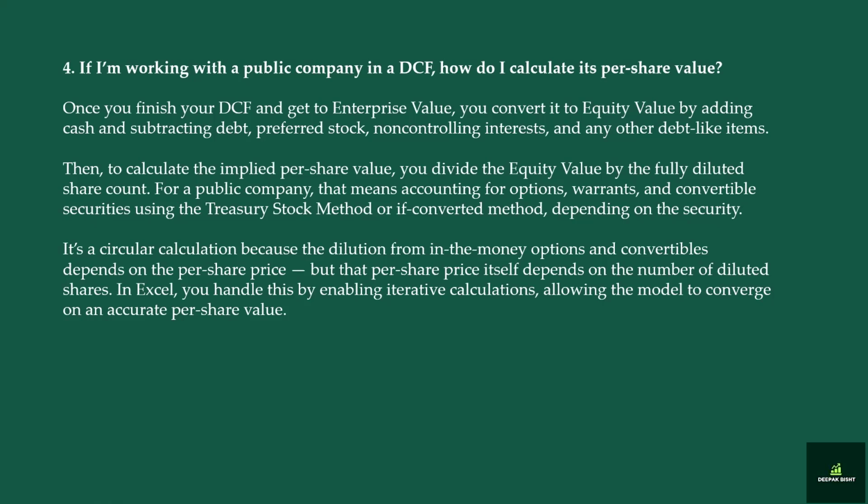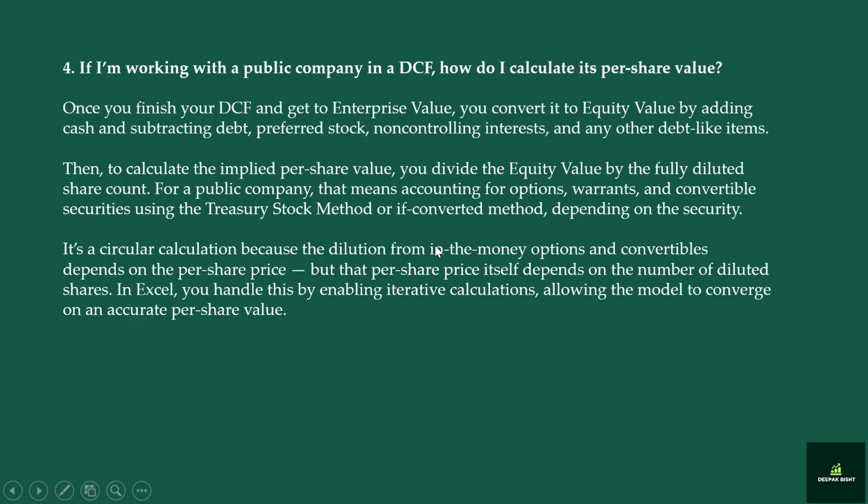The challenge is that the dilution itself depends on the per share price, but the per share price depends on the number of diluted shares, creating a circular reference. To resolve this circularity, we enable iterative calculation in Excel. This allows the model to iterate through potential per share values until the share count and the price converge to a stable, internally consistent number. The final result is a DCF implied intrinsic value per share, fully adjusted for the company's capital structure and potential dilution from all the dilutive securities.